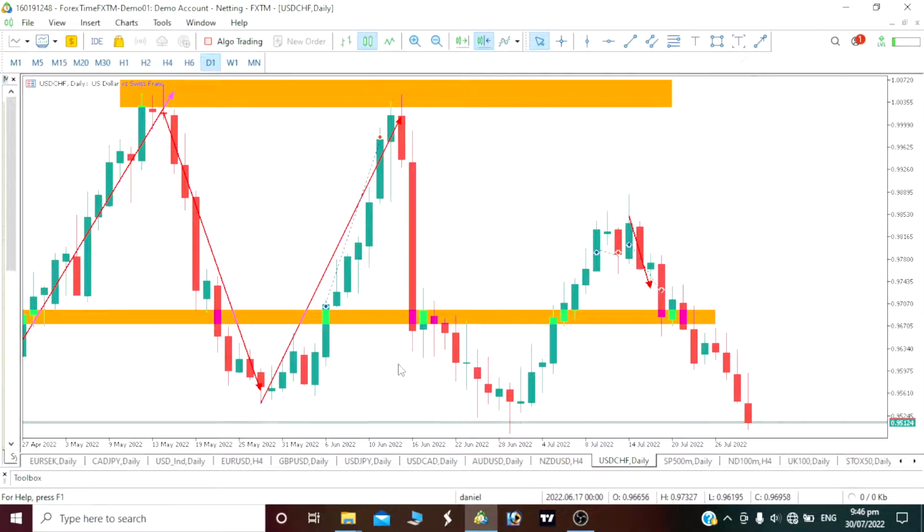Now let's take a look at our USD Swiss franc for the week.